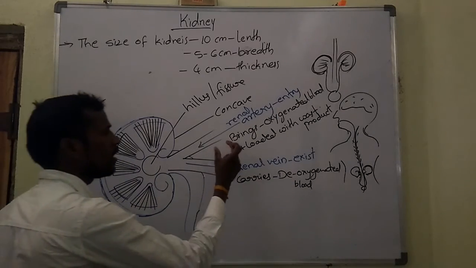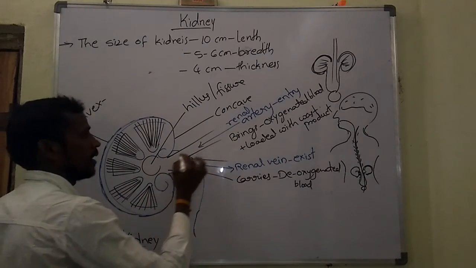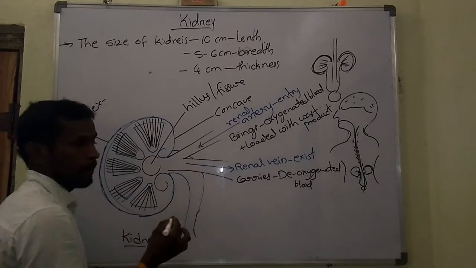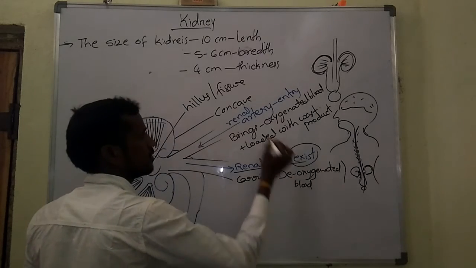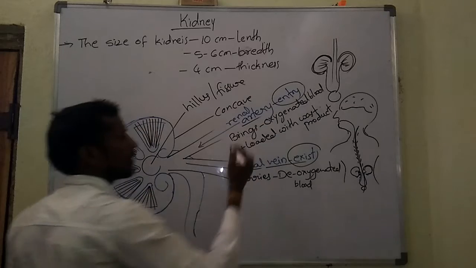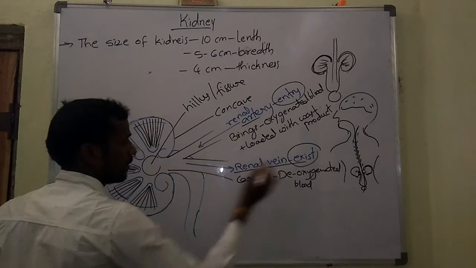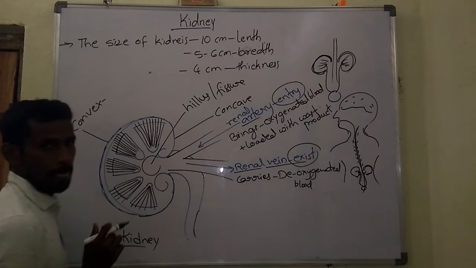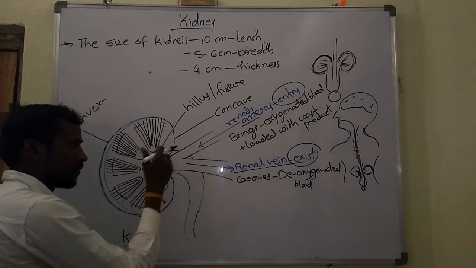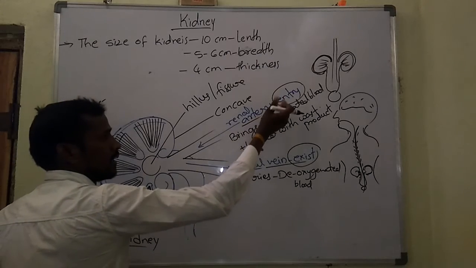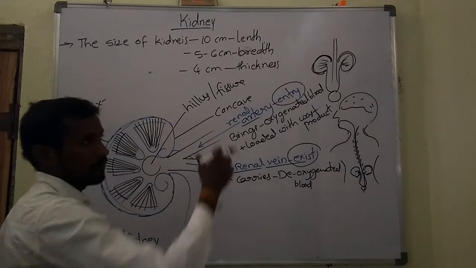Look once again. Each kidney has on its inner side a hilus or fissure for the entry of a renal artery and the exit of a renal vein. The renal artery enters the kidney and the renal vein exits from the kidney. The renal vein carries deoxygenated blood from the kidneys, and the renal artery brings oxygenated blood loaded with waste products from the body.